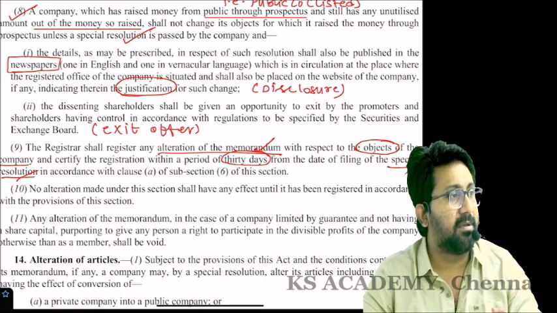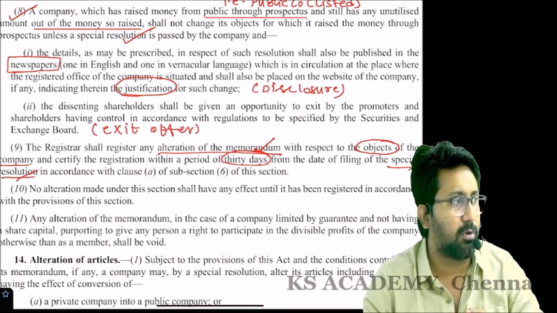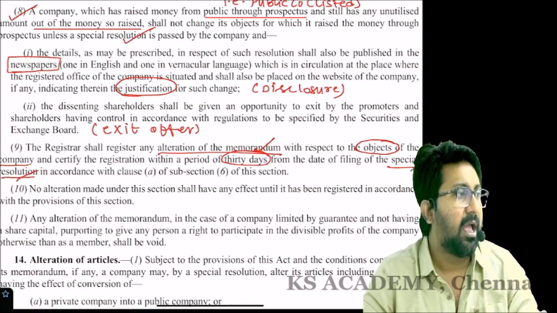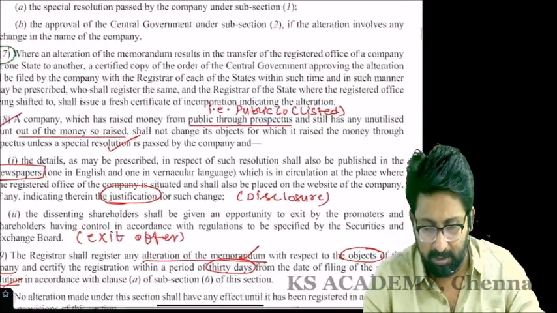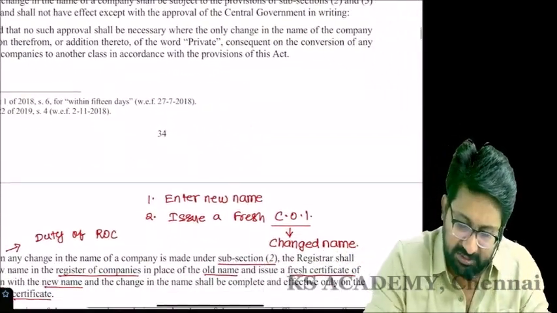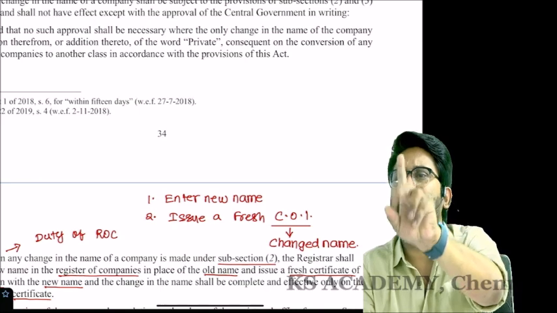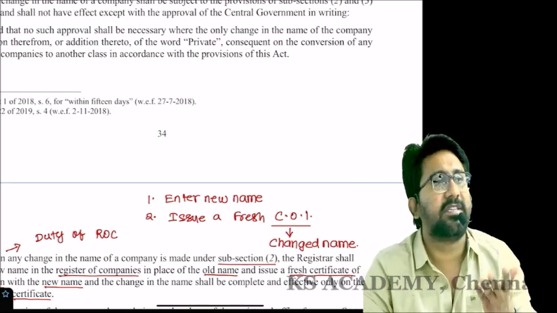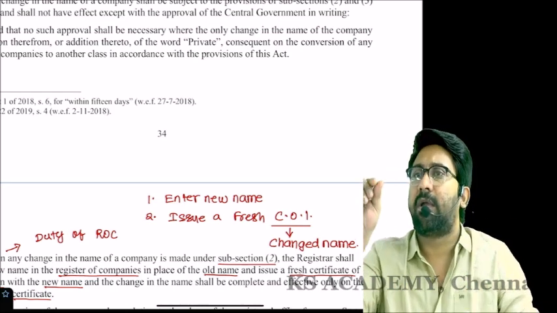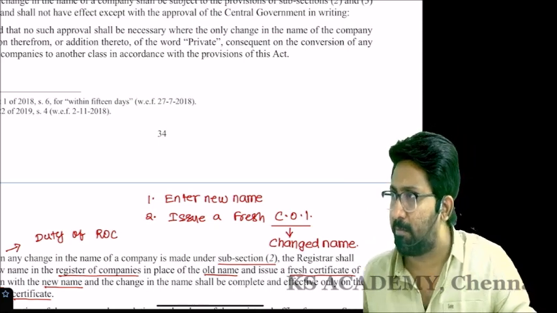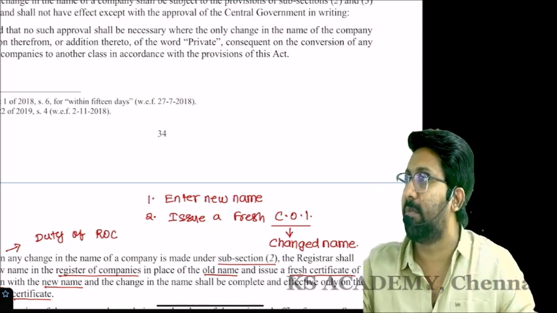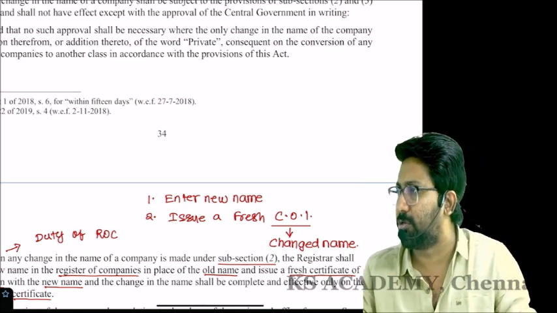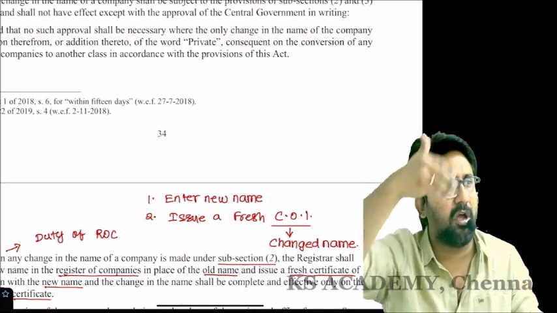So the company has raised money from public through the prospectus and still has any amount unutilized out of the money so raised, shall not change the objects from which it is raised through the issue of prospectus unless special resolution is passed by the company. Okay. See here. I will write conditions. Sir, objects are of two types. One, main object, ancillary, incidental. Anything is an object. Company has a borrowing power. Company has a power to borrow money, or a company has a power to issue debentures. Company has a power to issue preference shares. Clear? Like that, so many objects will be there.